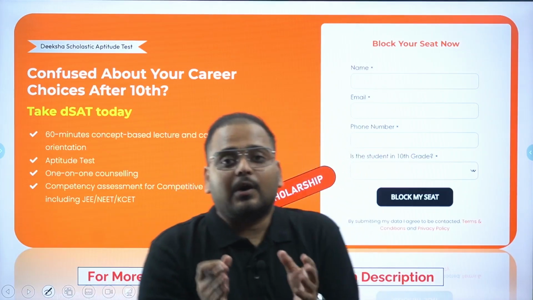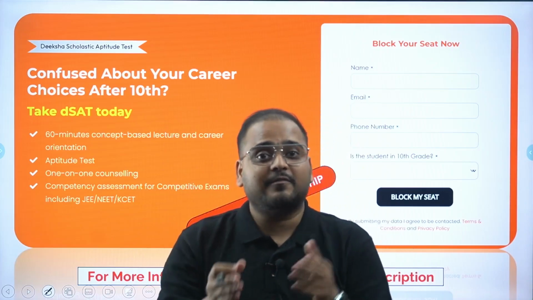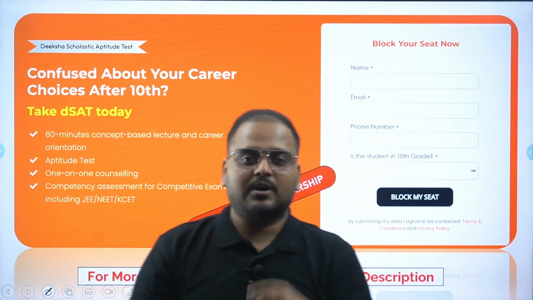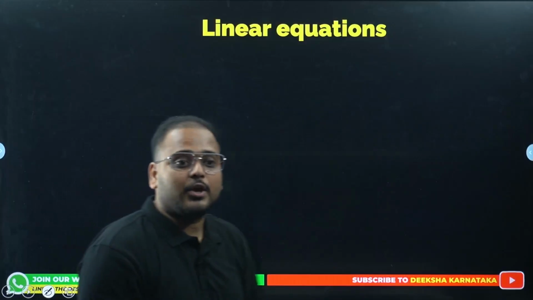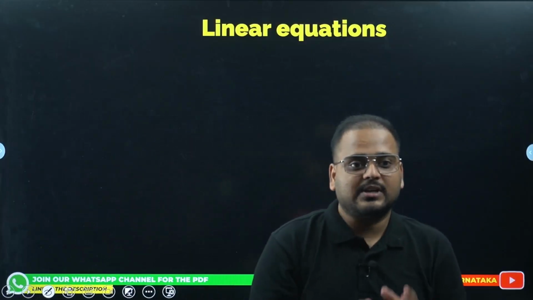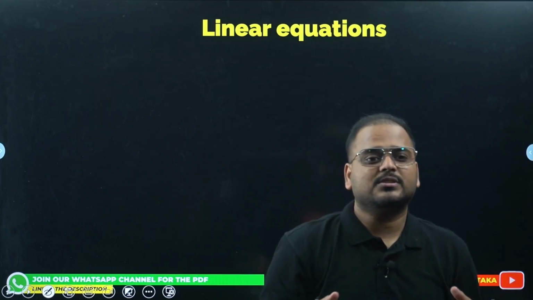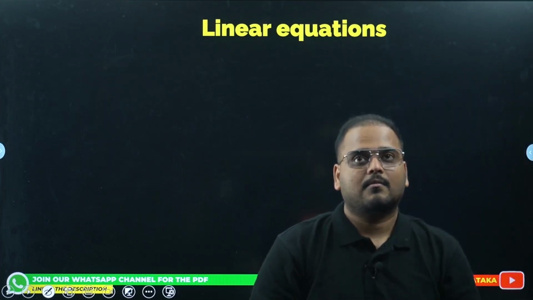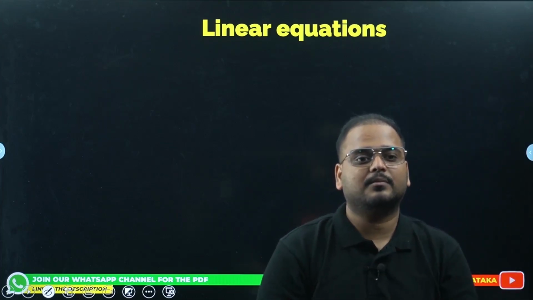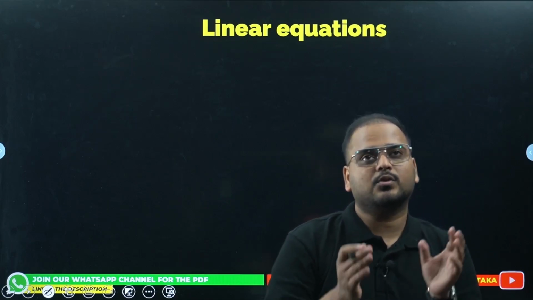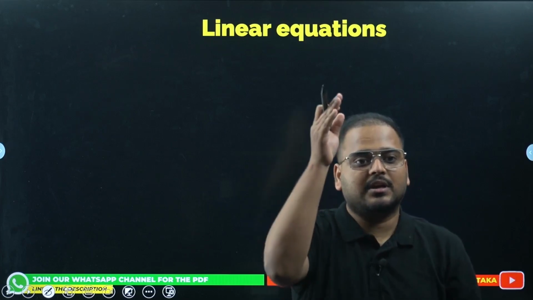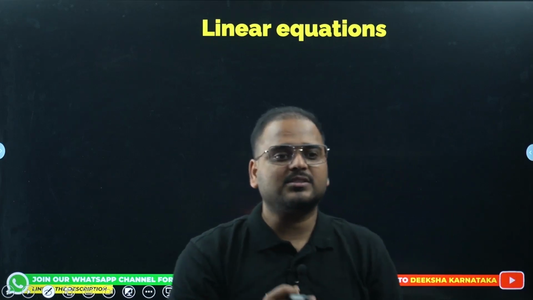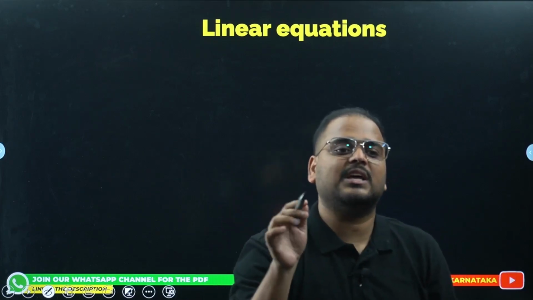Now, without wasting any more time, for the lecture we'll begin our chapter, linear equations in two variables. Linear equation has two words in it. Linear, we just learned in the previous class: linear are those expressions which have a degree of 1, meaning for any variable the degree will remain 1. Equations means there should be an equal to sign present in the expression.